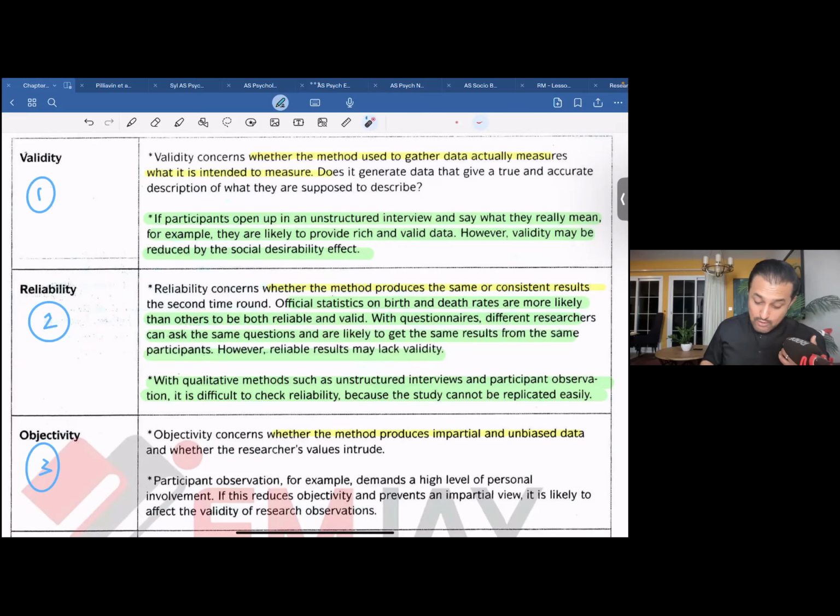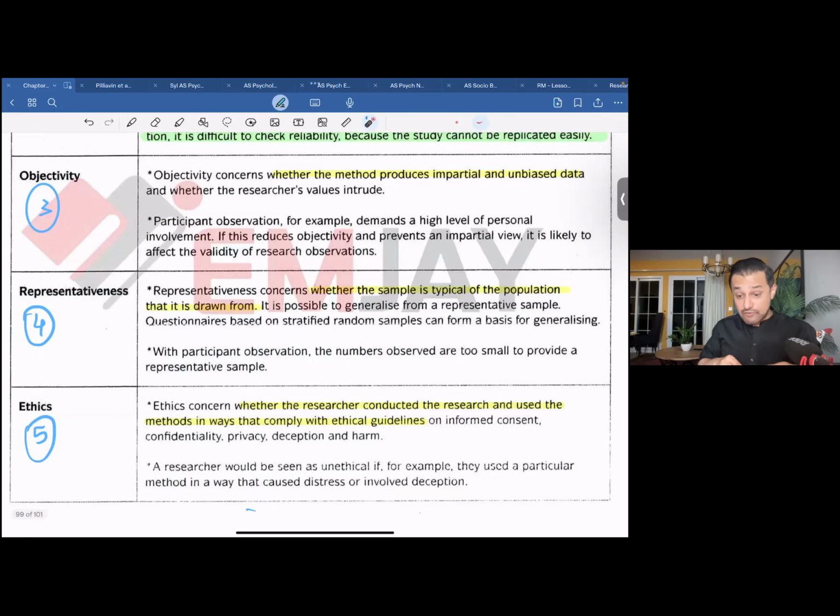Number three, we speak about objectivity. What is an objective research? An objective research is a research that is free from bias, prejudice, and distortion. Any research that is free from bias, prejudice, and distortion, we typically refer to as an objective research. So objectivity concerns whether the methods produce impartial and unbiased data, and whether the researcher's values intrude.